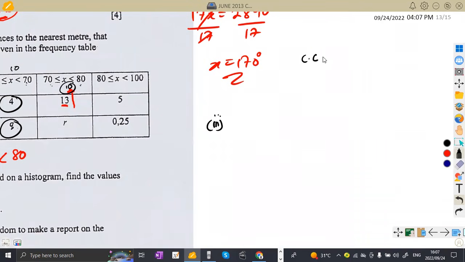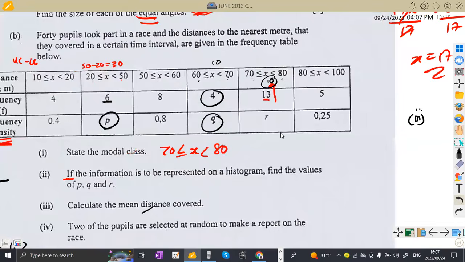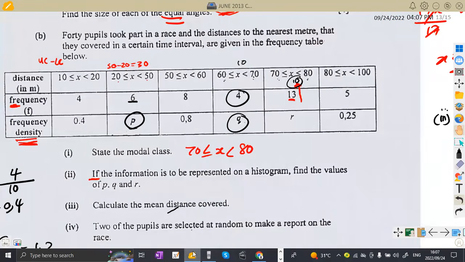So you calculate the class center for each class, you multiply by the frequency up to the last one. Okay, class center times frequency over the total frequency. So we are saying the class center, remember class center, we are adding the lower class to the upper class, whatever we get, we divide by 2.